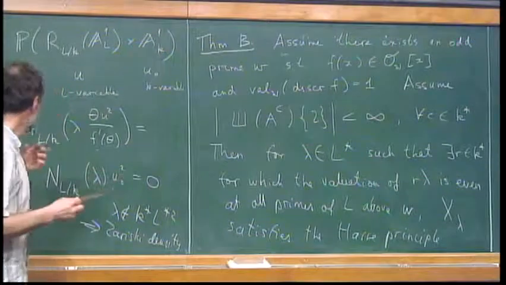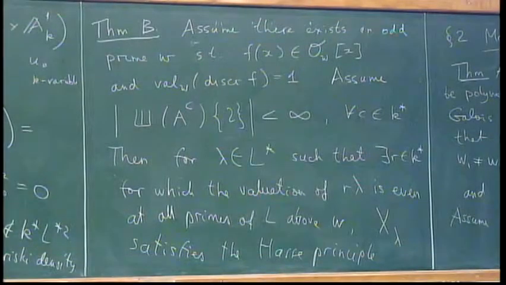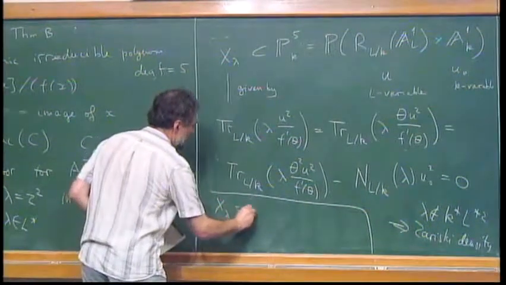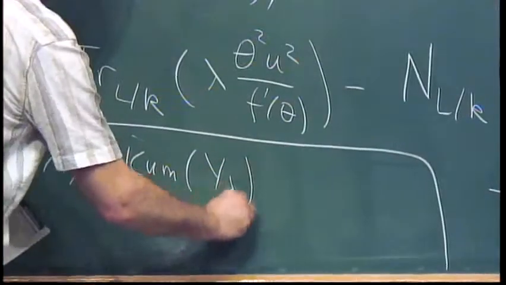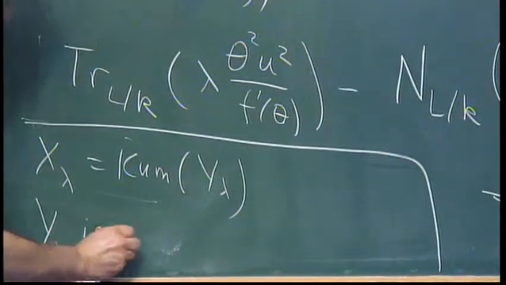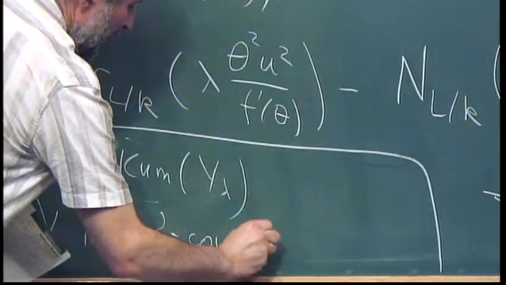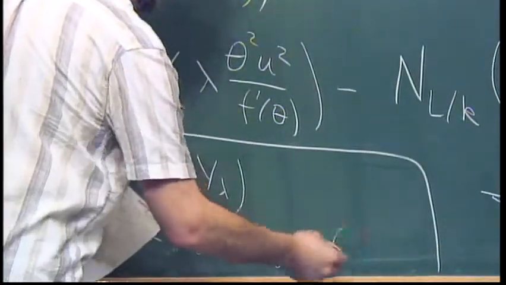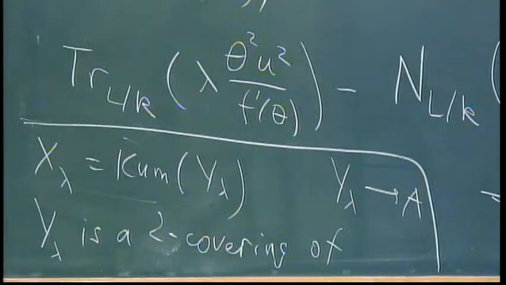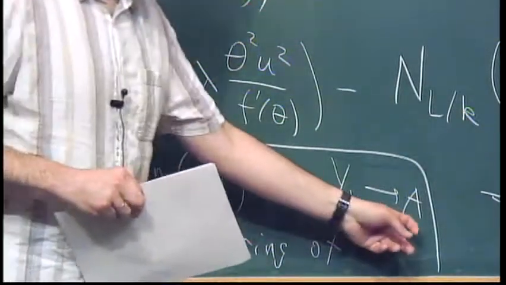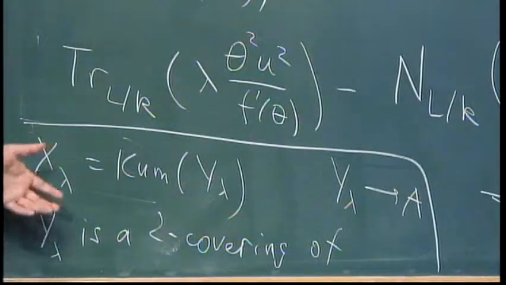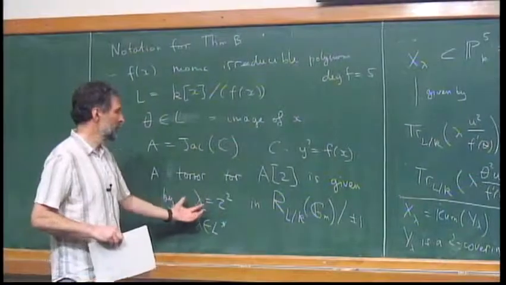Okay? Now, if you've never seen these equations, the geometry of the variety in question is that x lambda is the Kummer of y lambda, where y lambda is a two covering of A. So in other words, there's a map y lambda to A, which is passing to the quotient by the action of translations of two division points of A. And so this is the two covering given by the class given by lambda.